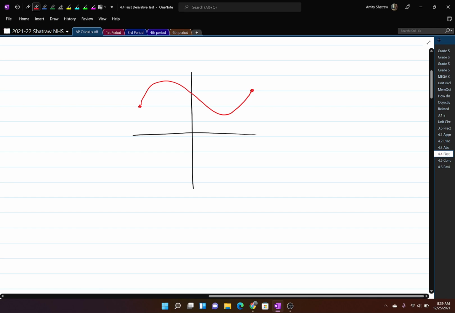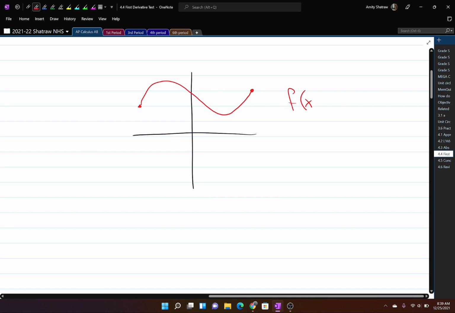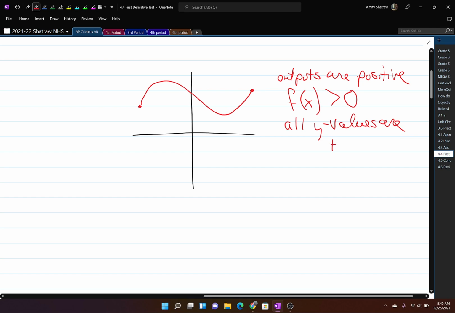I'm looking at my red function and I'm saying this entire function, f of x, is greater than 0. And what does that mean? Well, f of x is an output value, and greater than 0 means that they are all positive. So that function is entirely positive. All y values are positive numbers.